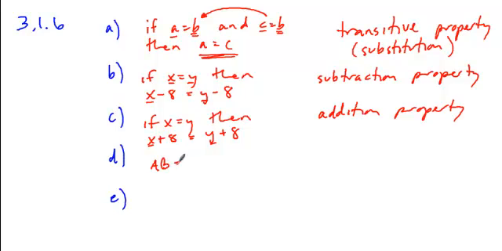On D, you're given AB is equal to AB, so something is equal to itself. That's an example of the reflexive property.